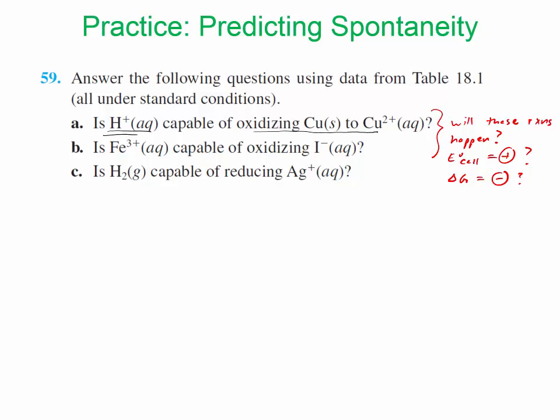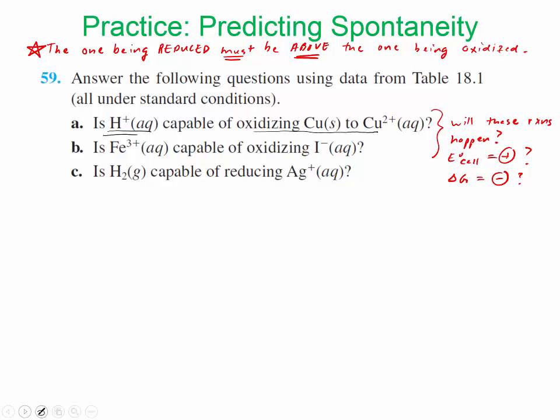Here's the overlying principle. Make sure you guys write this down. For these reactions to result in a positive E cell, the species being reduced must be above the one being oxidized. Okay, so let's try to apply this and answer these one by one.